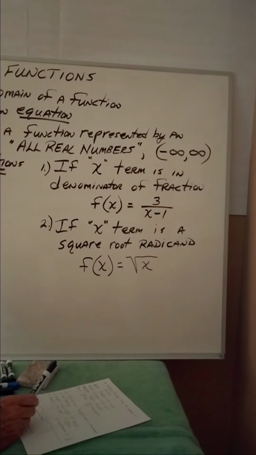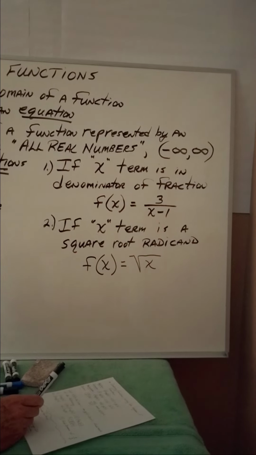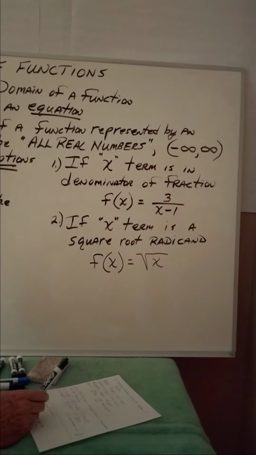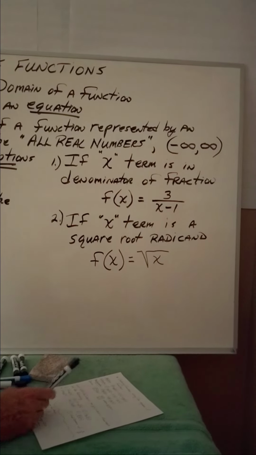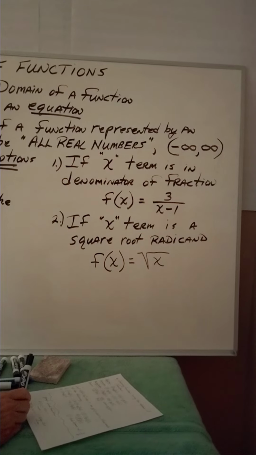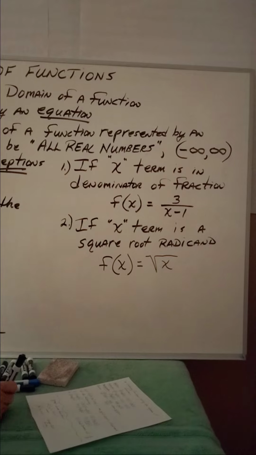If brackets were used, that would signify closure. That would signify that there would be either a definitive beginning or a definitive end. So you want to make sure that you're aware of that interval notation symbol. That's negative infinity, positive infinity. That stands for all real numbers.